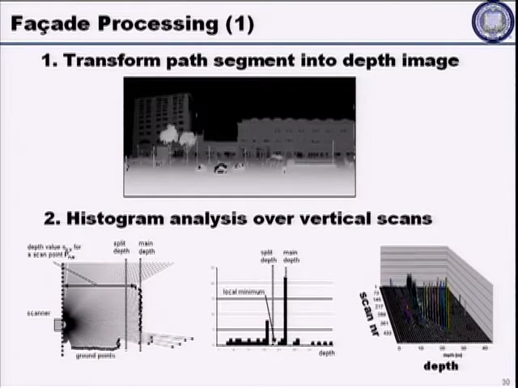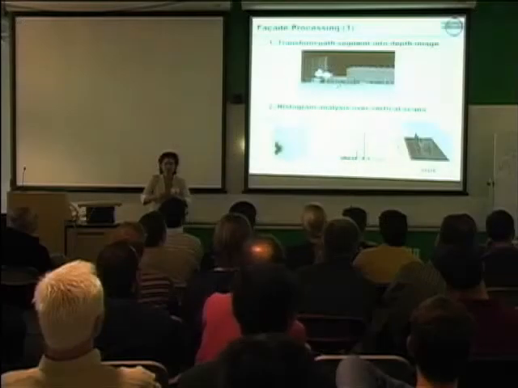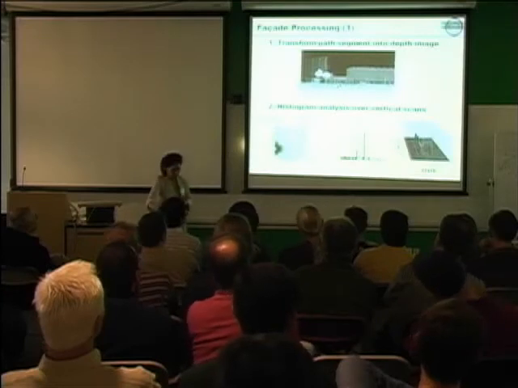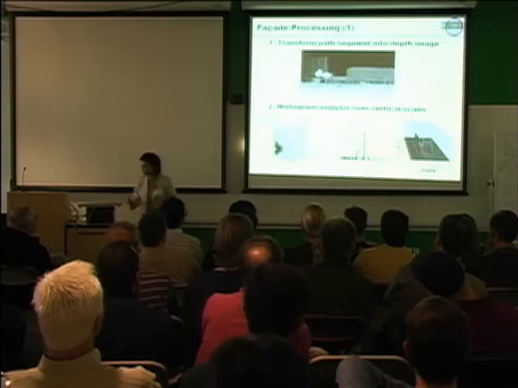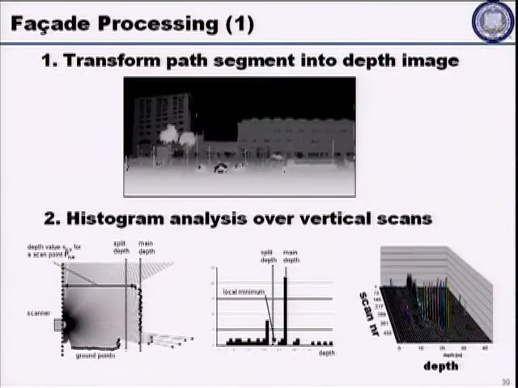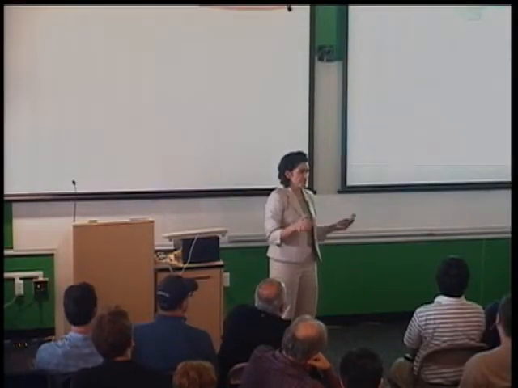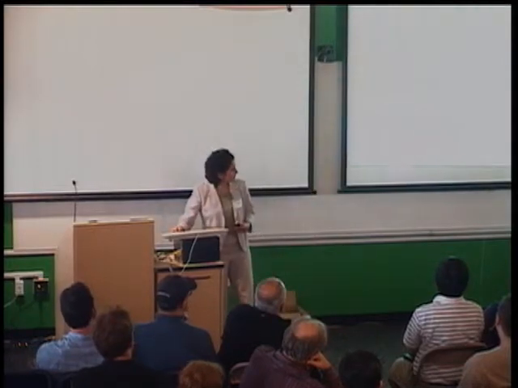And what we do then, using histogram analysis over the vertical scans, is try to do what's called foreground-background separation. The idea is that the trees and cars are at a distance from the buildings, and therefore by looking at this histogram, we can remove those. This works fairly well in downtown areas where there's a fair distance between the trees and buildings. For residential regions, as I'll talk about in a few minutes, it doesn't necessarily apply.